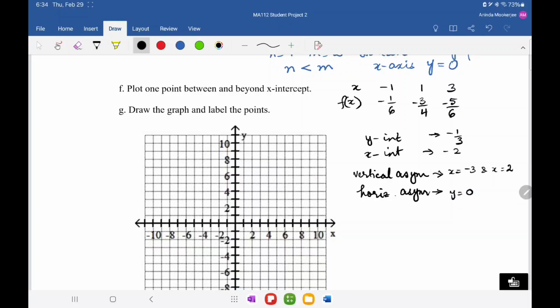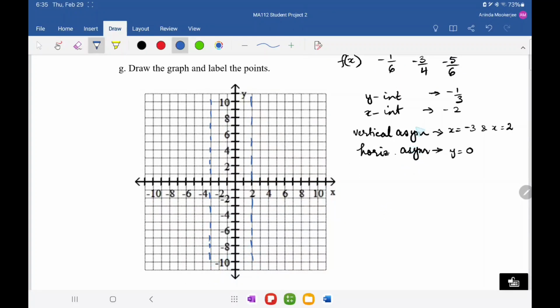So let's first draw our vertical asymptotes with dashed lines. So we use a different color. x equals -3. I'm going to draw my vertical asymptote with dashed lines. And the other vertical asymptote is at x equals 2. So let's quickly draw those. Asymptotes should always be drawn with dashed lines.